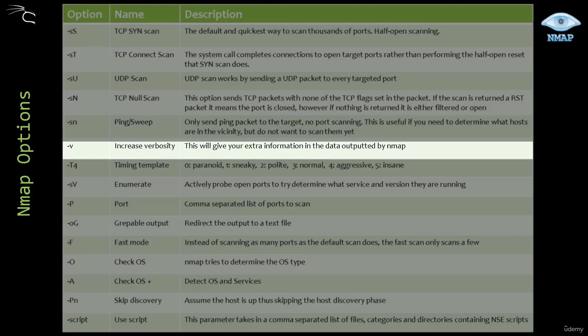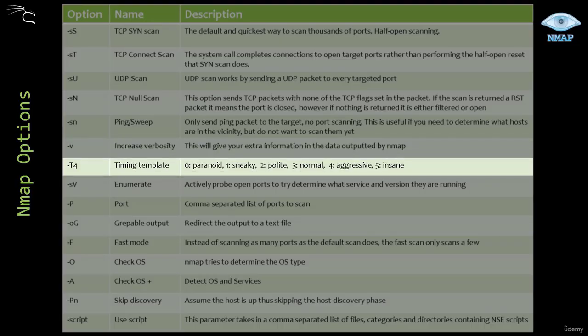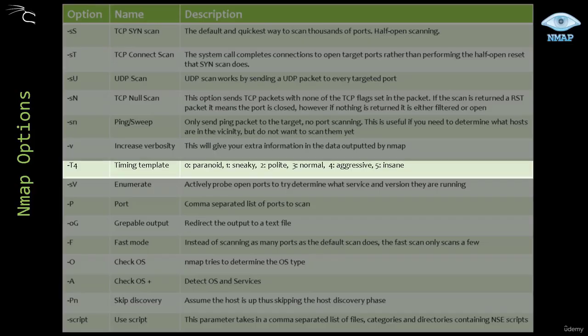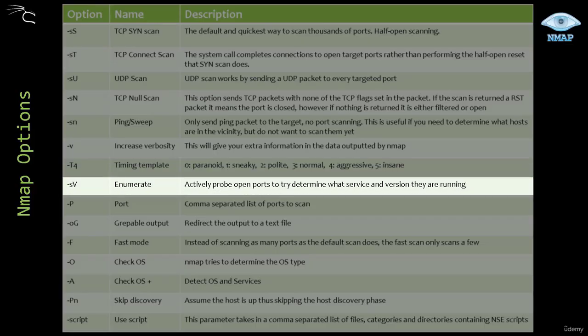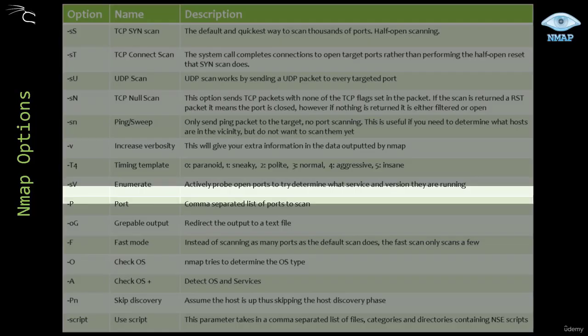The -T template, you can use it from 0 to 5. It's basically a timing template. 3 is the default and 5 is the fastest one, while 0 is the slowest one. It can take a couple of milliseconds performing an insane scan, while it can take a couple of minutes performing a paranoid scan. The -sV option is to enumerate and determine the services and the version of the OS that is running on the destination host. -p stands for port.